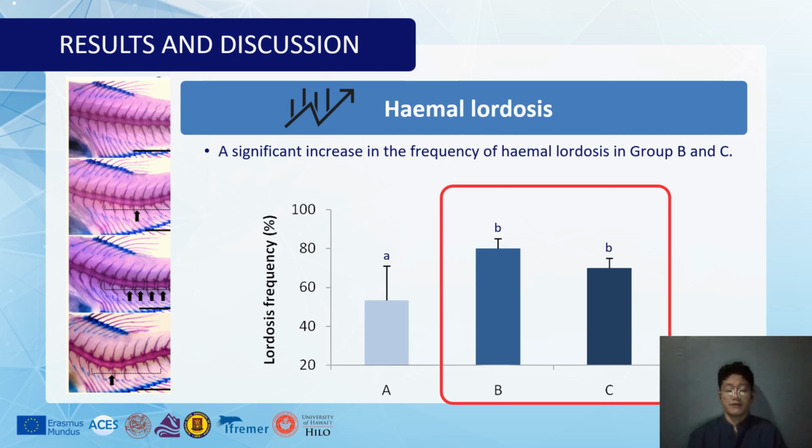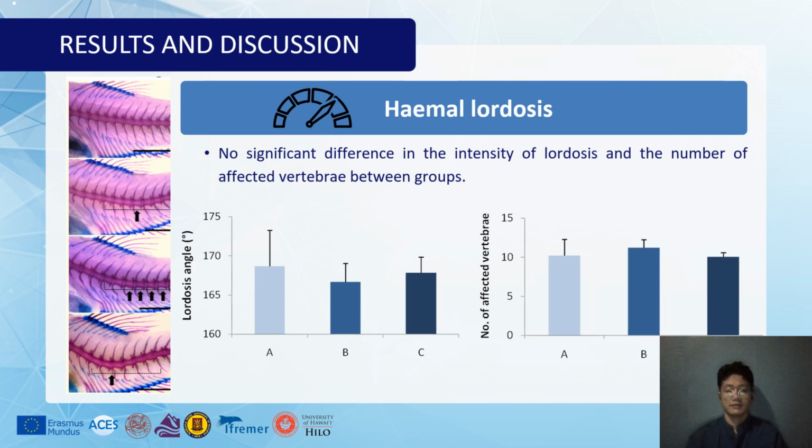Now, to answer our first objective, we observed a significant increase in the frequency of Haemal lordosis in groups B and C compared to A. And I want you to remember that A and C are feeds specialized for zebrafish. To answer our second objective, no significant difference in the intensity of lordosis as well as the number of affected vertebrae between groups was observed.